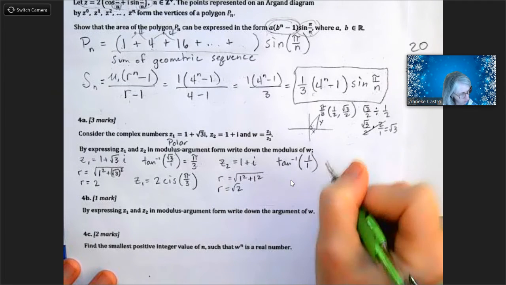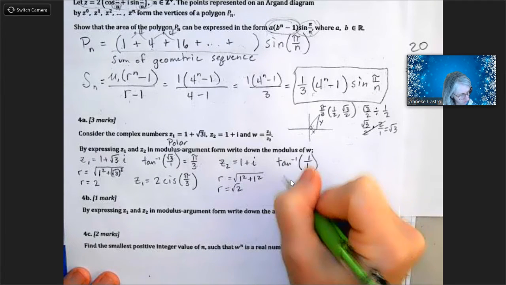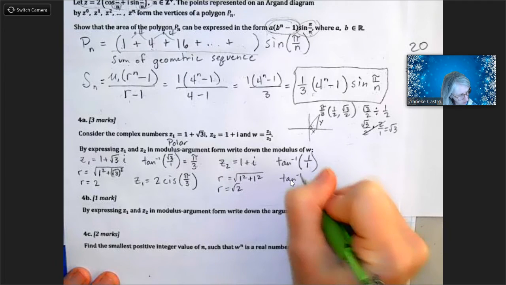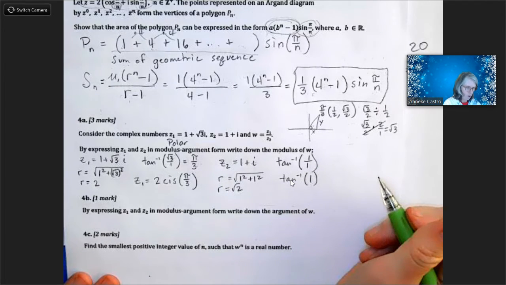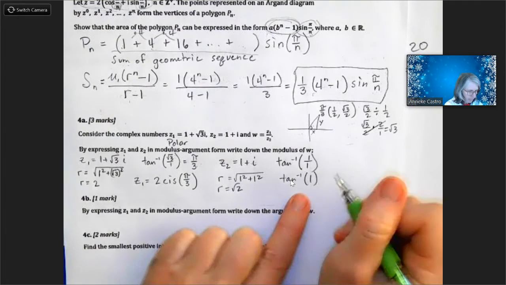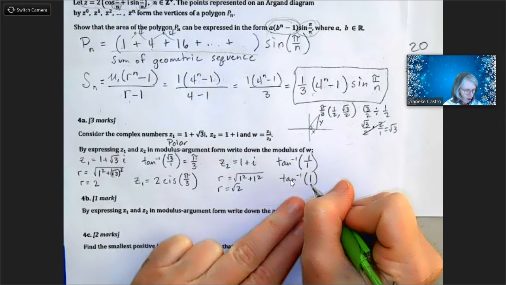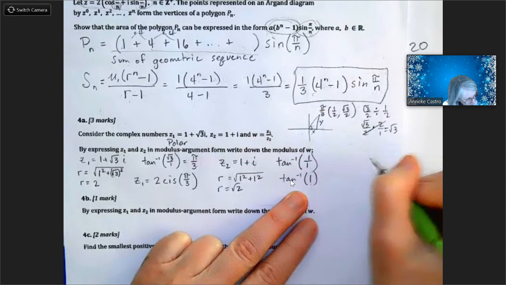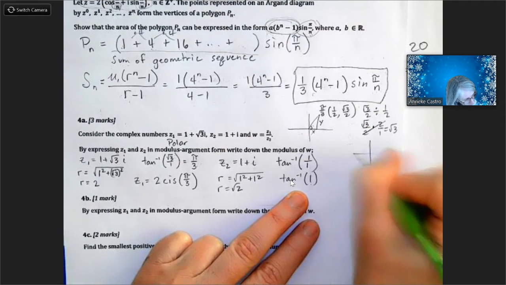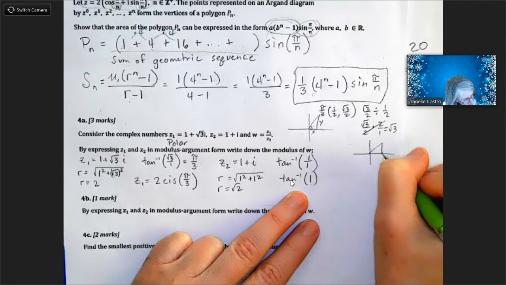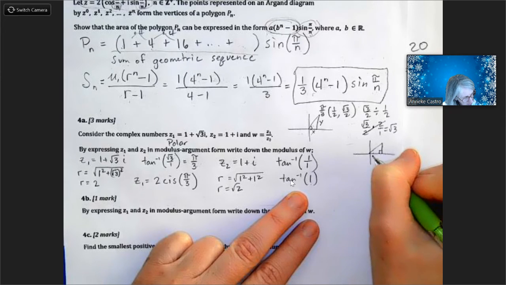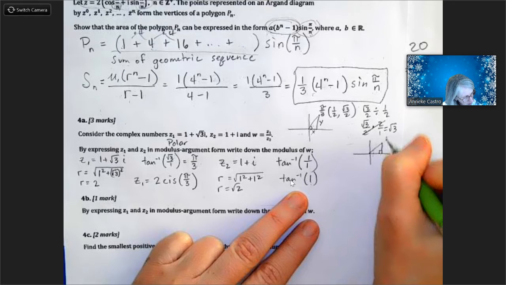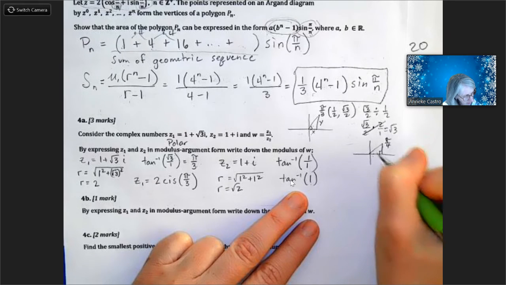And then the argument is going to be tan negative 1 of b, which is 1, over 1. Inverse tan of 1 over 1 is just inverse tan of 1. So that means my adjacent and my opposite have to be the same. So where does that happen on my unit circle again? That happens when I have an isosceles right triangle. Okay, so this is my pi over 4. That happens at pi over 4.